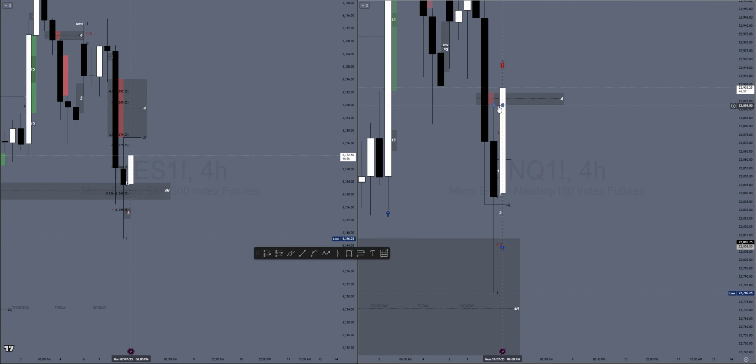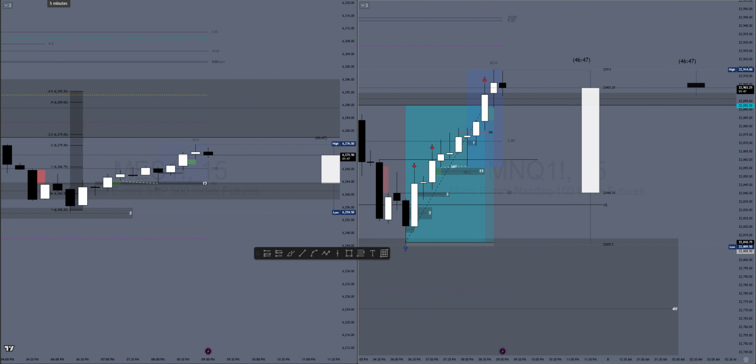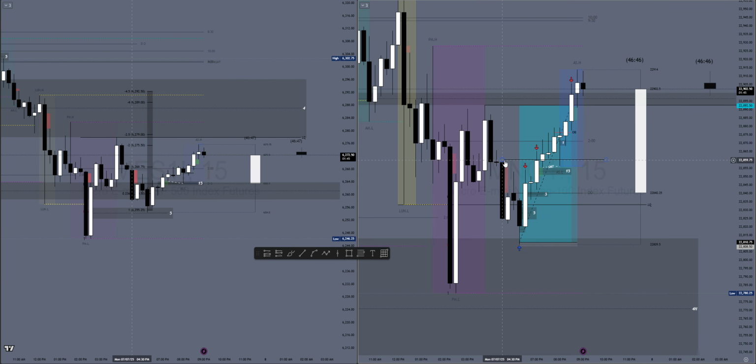So going back to the 4-hour, you will be marking out, right here, the previous 4-hour highs as our target. Going back to the 15-minute, we realize that we have all this sell side liquidity or buy side liquidity.